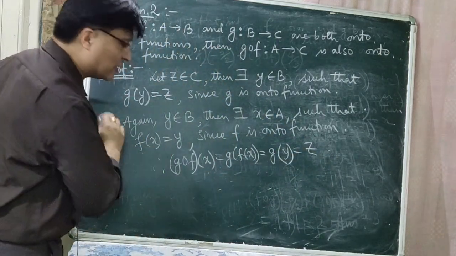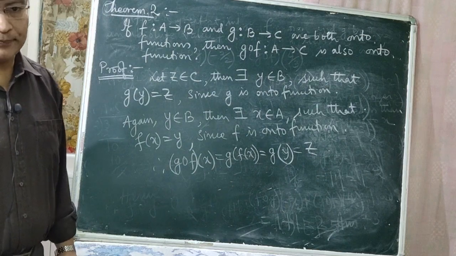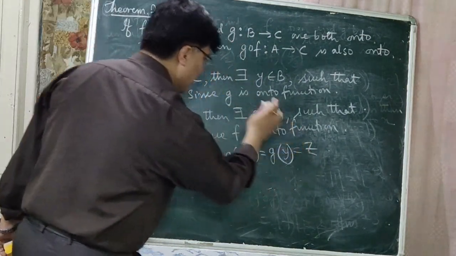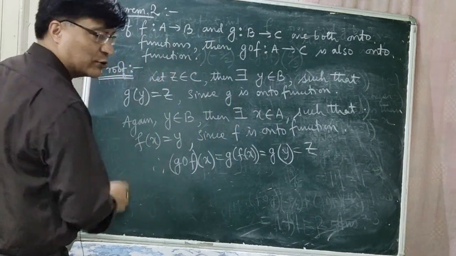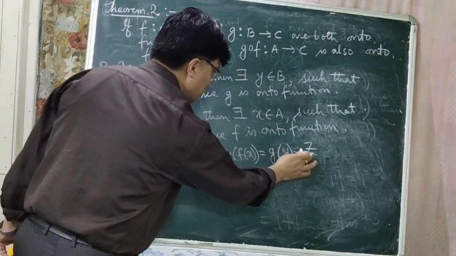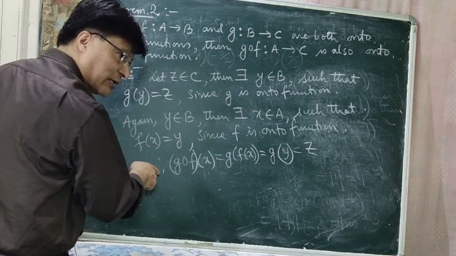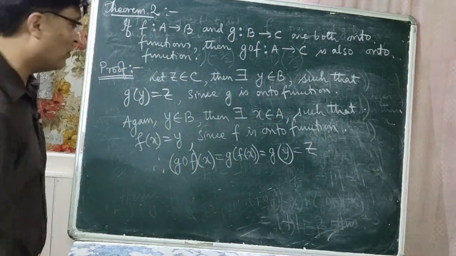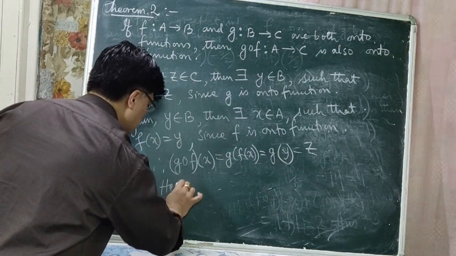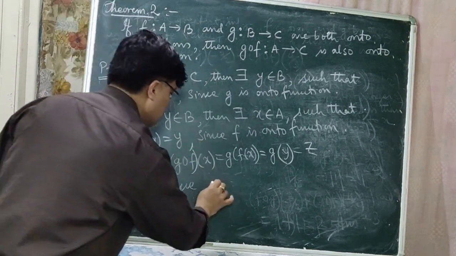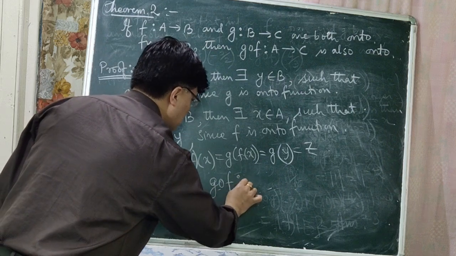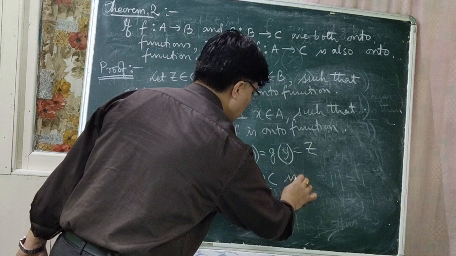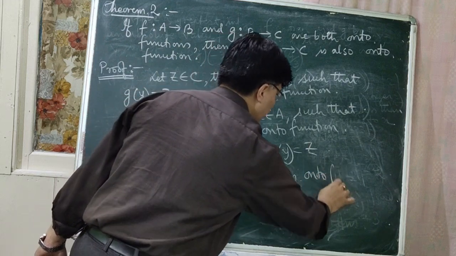So the pre-image of z automatically comes in gof. That is, the pre-image of this z is x, which is included in the gof. That means gof is also an onto function. So hence gof such that A to C is an onto function.